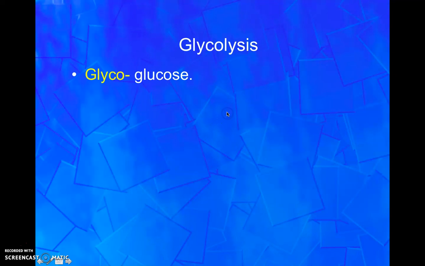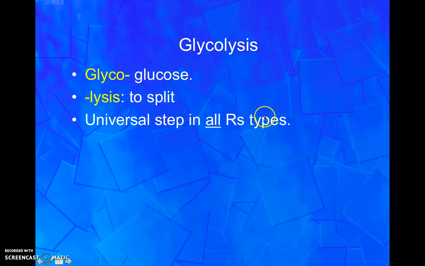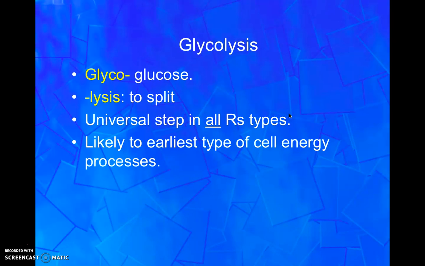So glycolysis, glyco is glucose, lysis is splitting, so we're breaking down or splitting glucose in half. This is found in all respiration. Doesn't matter if we are talking aerobic, anaerobic, fermentation, whatever. This was probably the first cellular respiration. This was probably the first way we got energy out of glucose.